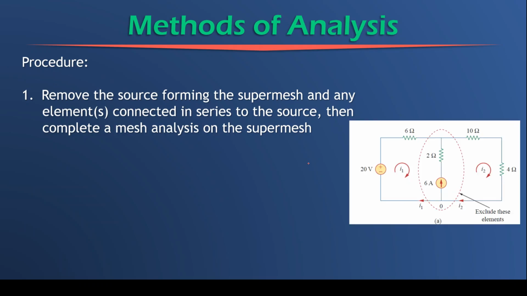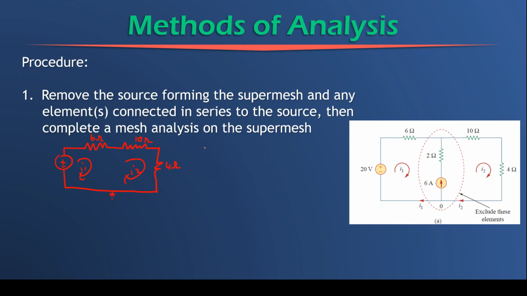So if we look at the circuit again, we have the current source and the resistor connected in series. So we would remove that circuit, and what we would have remaining is your 20 volt source, your 6 ohm resistor, your 10 ohm resistor, your 4 ohm resistor, whilst still having your current I1 and your current I2. So in the 6 ohm resistor, current I1 will be flowing. In the 10 ohm resistor and in the 4 ohm resistor, current I2 will be flowing.